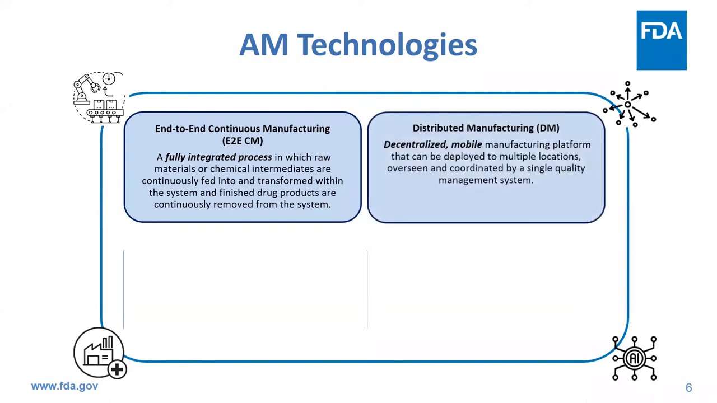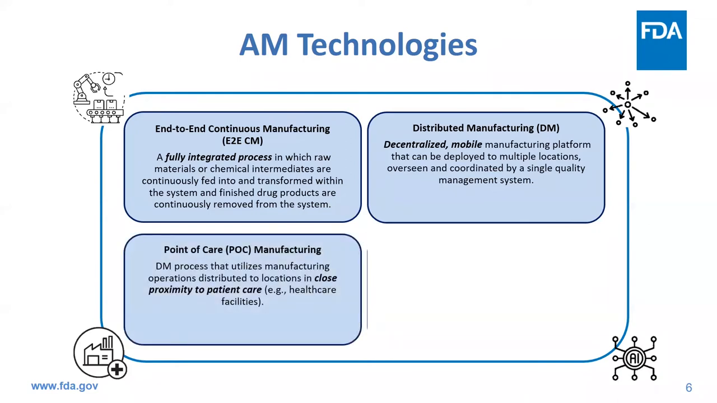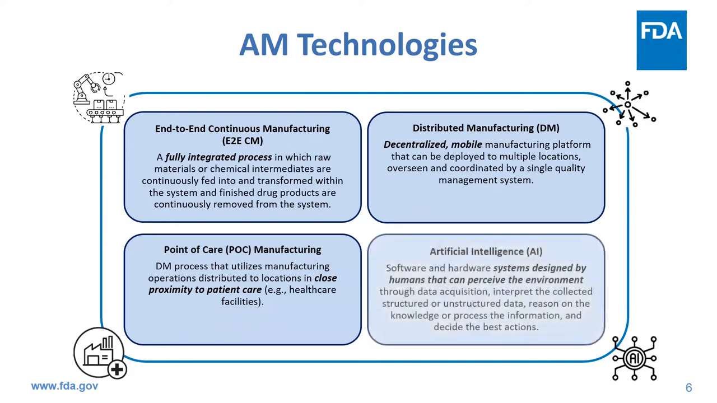DM is a decentralized mobile manufacturing platform that can be deployed to multiple locations and, importantly, within one quality management system. POC is actually a subset of DM that operates in close proximity to patient care. And this could include places such as hospitals, nursing homes, physicians' offices, and the like. And then finally, there's AI, which can perceive the environment through data acquisition, interpret the data, and decide the best actions.